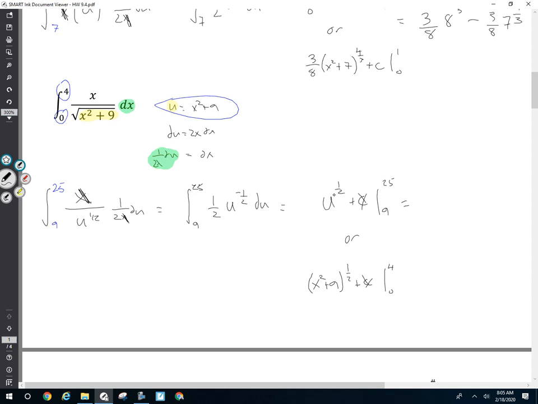I'm going to be able to simplify this. So I got the square root of 25, which is 5, minus the square root of 9, which is 3. So the answer is 2. All right.